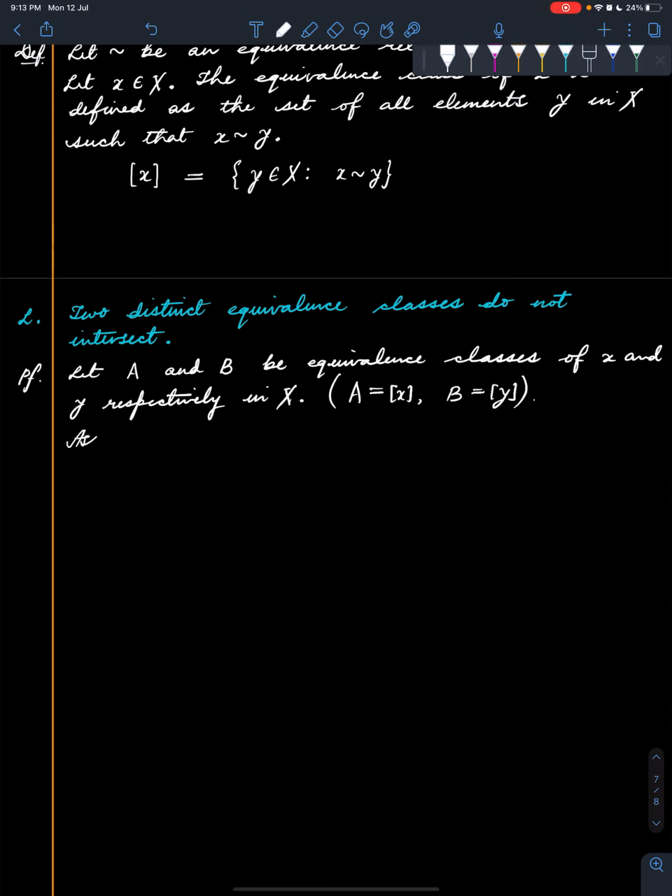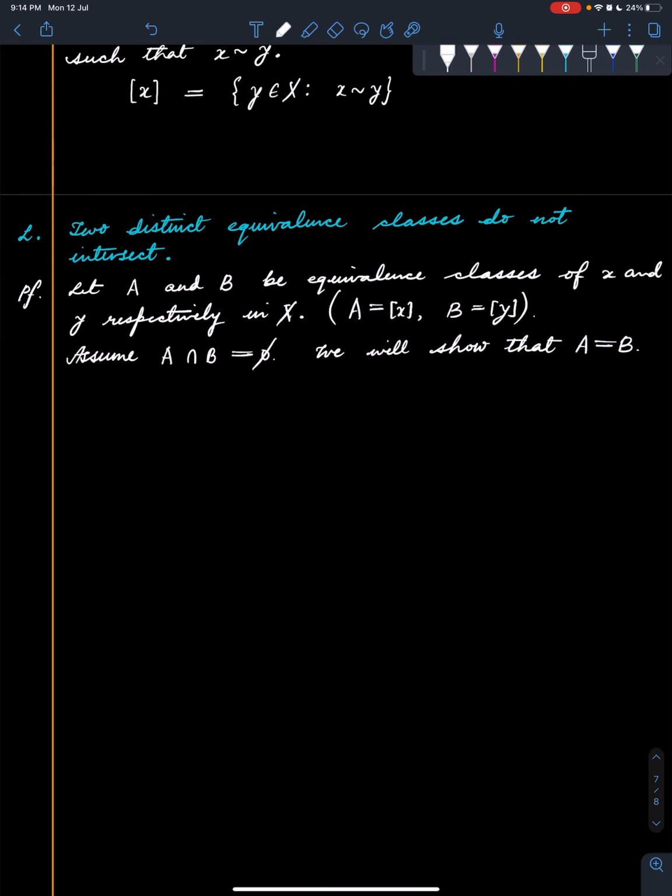So assume A intersection B is non-empty. We will show that A equals B. And therefore, what we will be showing is that whenever two equivalence classes intersect, they are actually the same equivalence class. So two distinct equivalence classes will not be intersecting. This will prove the lemma.